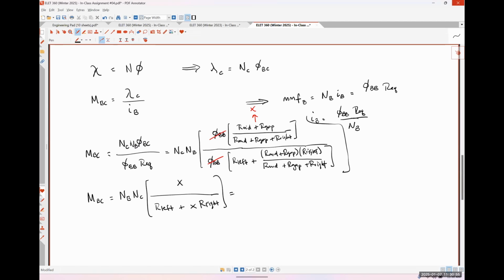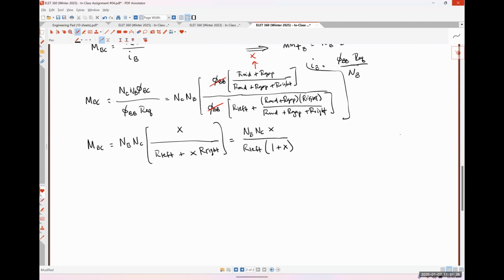So we know that R left and R right are the same thing. So this is going to look like NB times NC times X over R left times 1 plus X. And now we literally just need to substitute in numbers and we're done. So for what it's worth, let's go ahead and figure out what X is. So that's R mid plus R gap.